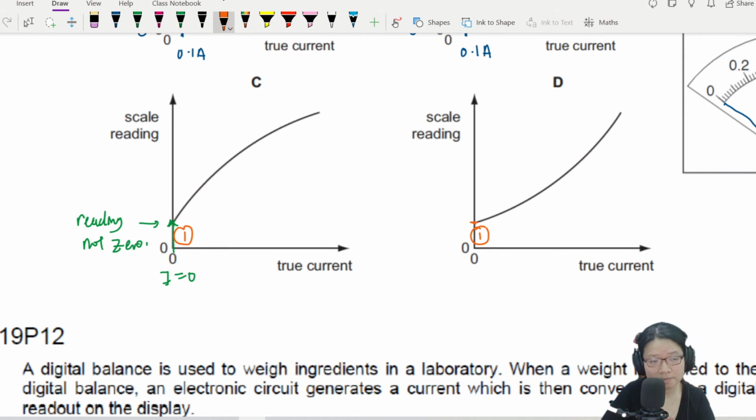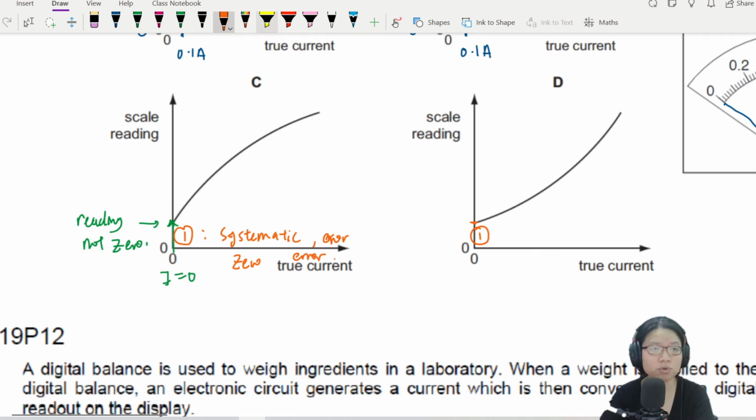This problem here. The best one is actually to have the graph passing through the origin. So this one is actually a systematic error, which is also a 0 error. Systematic error, also known as 0 error.